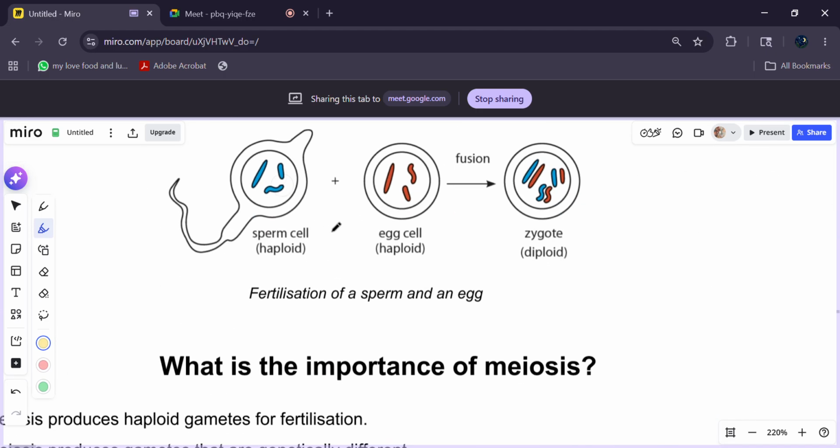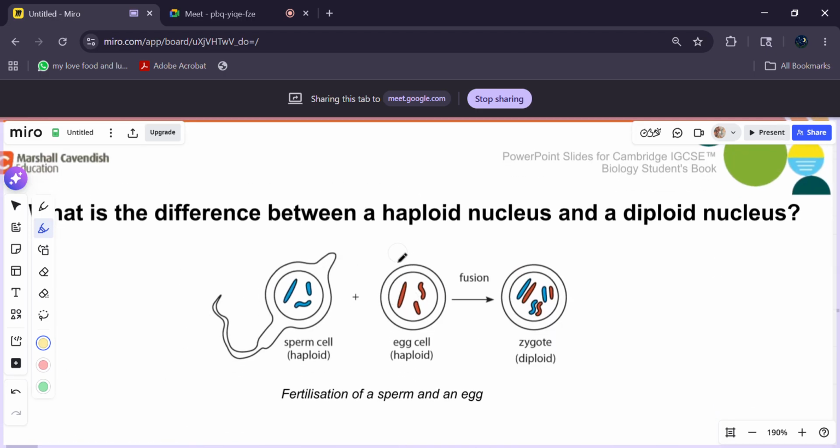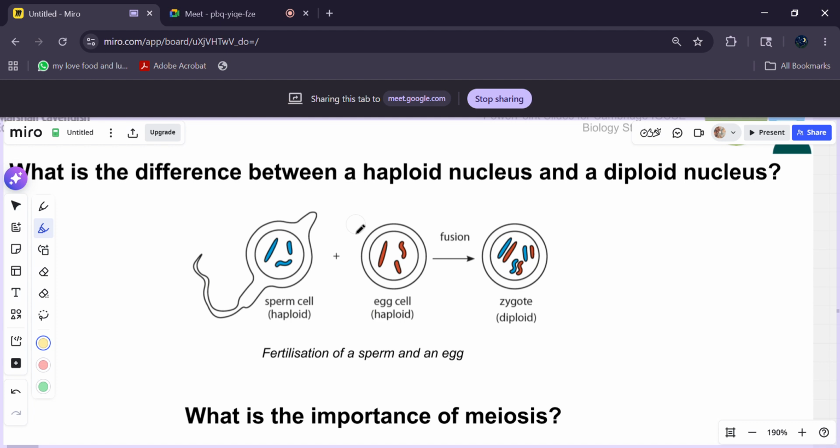So let's move on to the difference between a haploid nucleus and a diploid nucleus. Let's consider a sperm or an egg. Each contains one set of 3 chromosomes, as shown in the diagram.